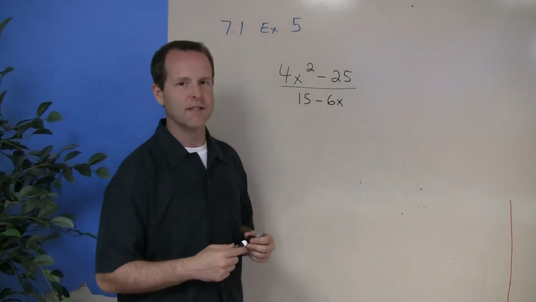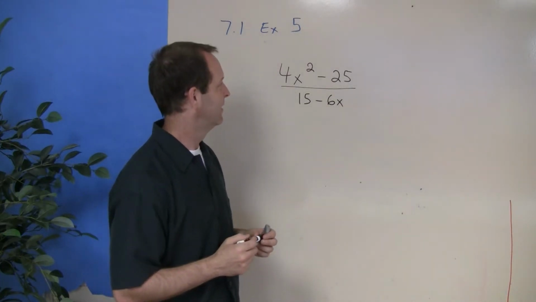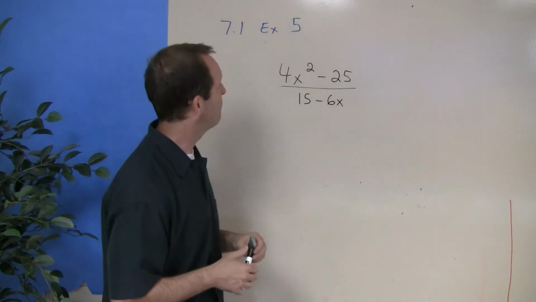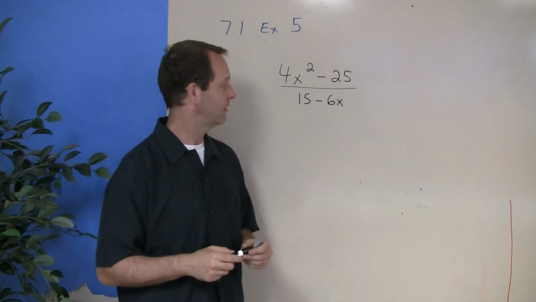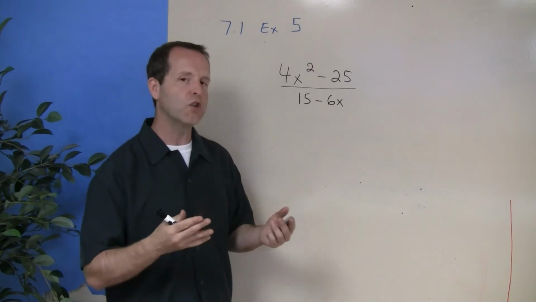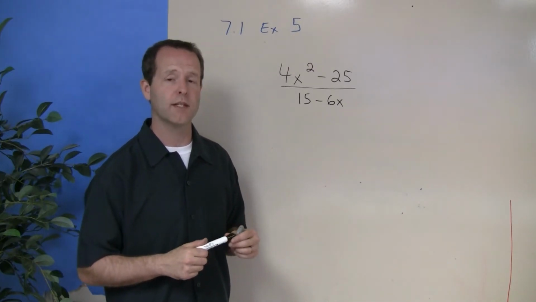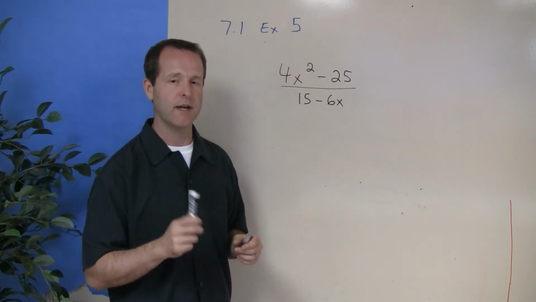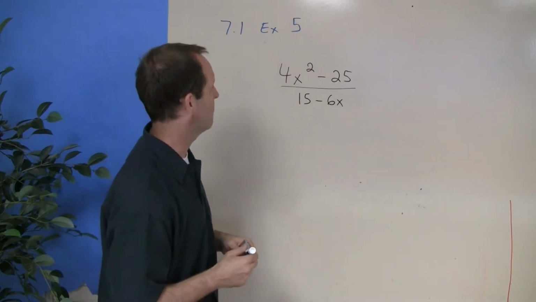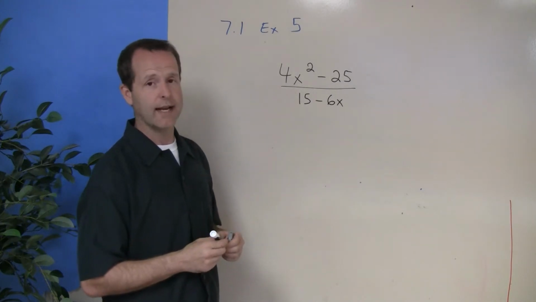Now that we're getting a hang of simplifying rational expressions, we're going to throw everything out at you. We're going to try to simplify 4x squared minus 25 over 15 minus 6x. This problem is going to introduce one other type of thing that we want to be careful of, or look for, when we're simplifying rational expressions. And I'll make sure I note that when we get close to that component. So if you can, with me, let's start to factor this guy down.